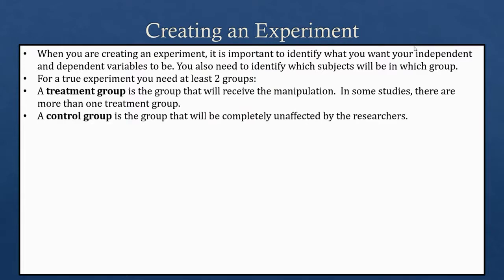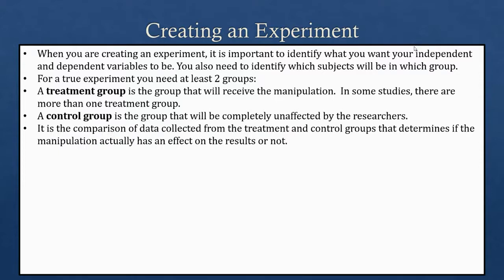A control group is the group that will be completely unaffected by the research. So you've probably heard that before, having a control in an experiment. It's a way of getting some baseline data so that we can have something to compare the treatment group results to. So it's the comparison of the data collected from the treatment and control groups that determines if the manipulation actually has an effect on the results or not. So that's where we get our comparison.